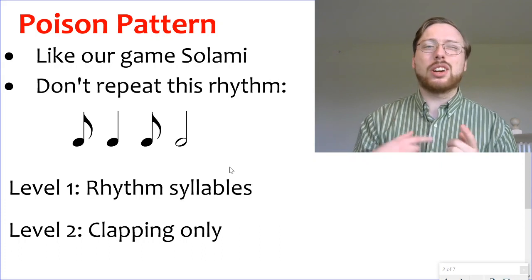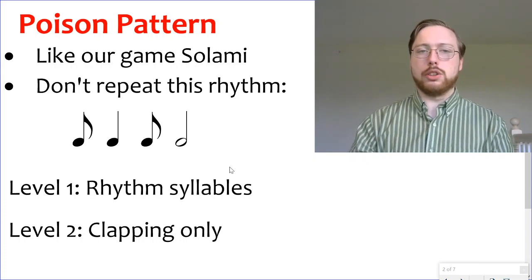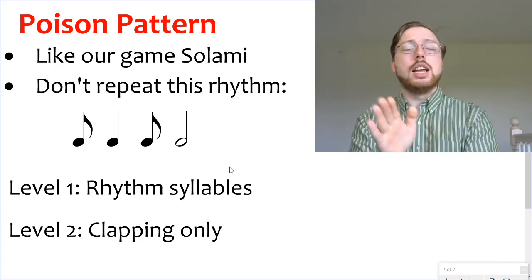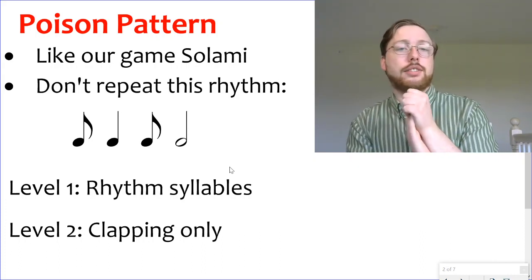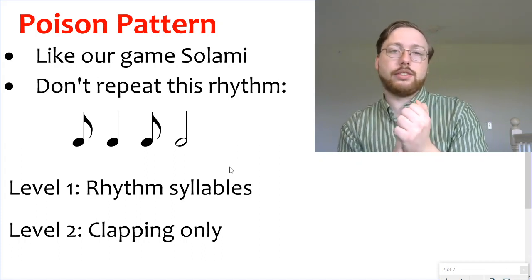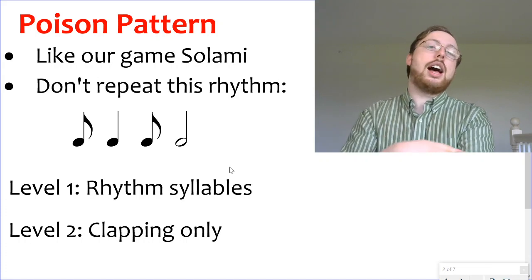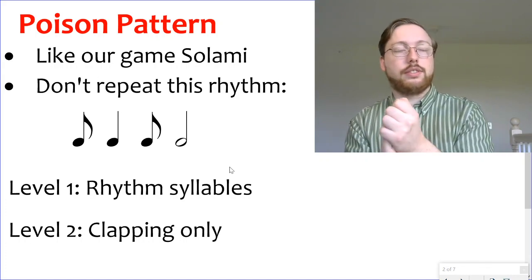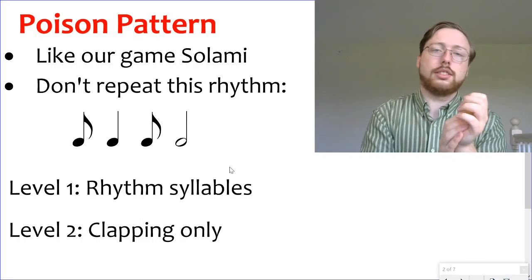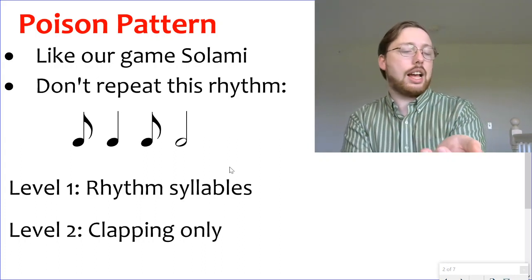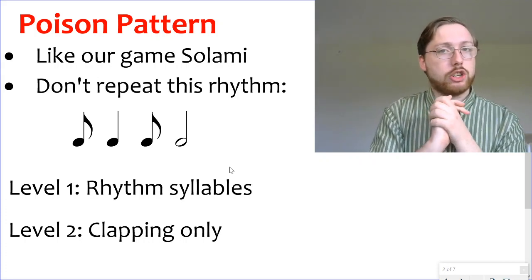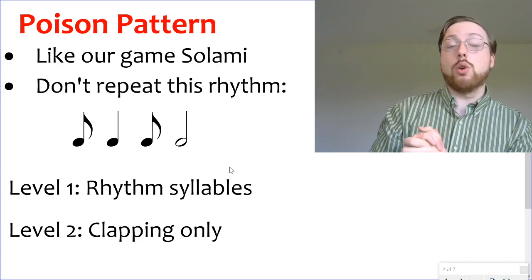Ready? This time we're going to clap and say the rhythm syllables to get ourselves ready to clap next time. My turn first. Tee-tee-tee-tee-ta-ta. Ta, ta, ticka, ticka, ta. Ta, tee, tee, ta. Ta, ta, ta, ta. Tee, ta, tee, ta. Oh, that was our poison pattern. Did I trick you? So, let's make it harder.